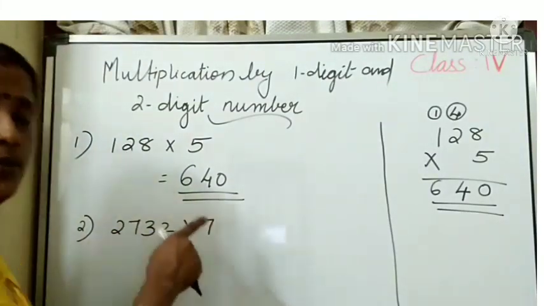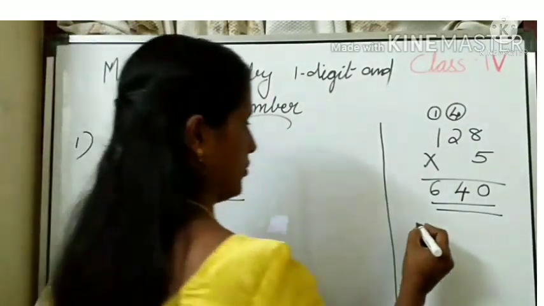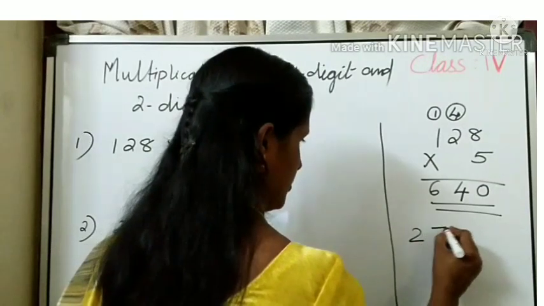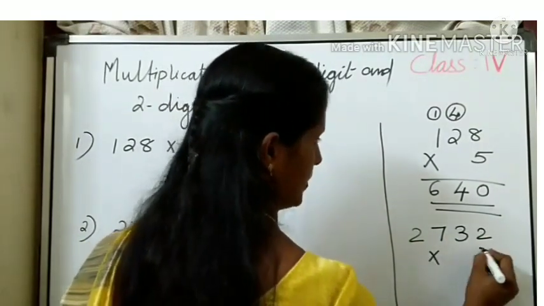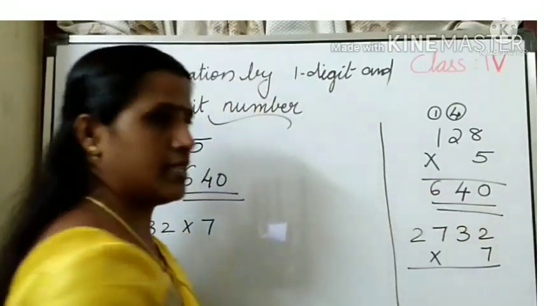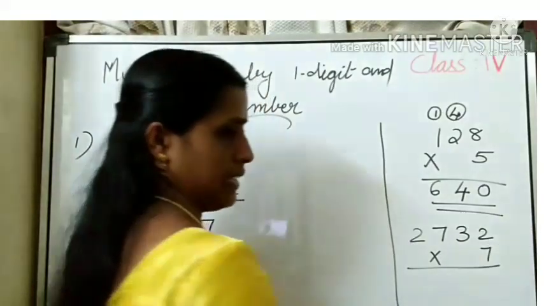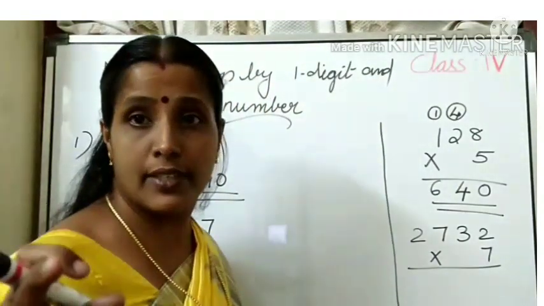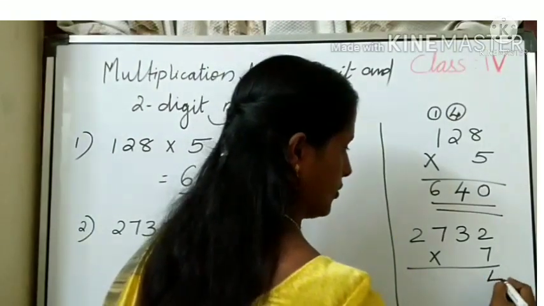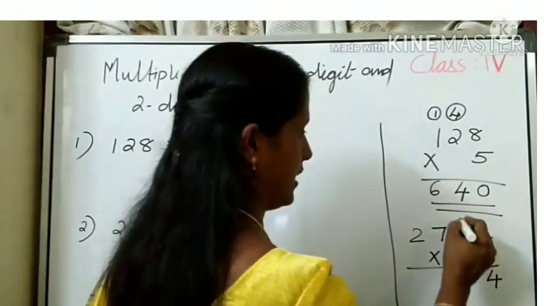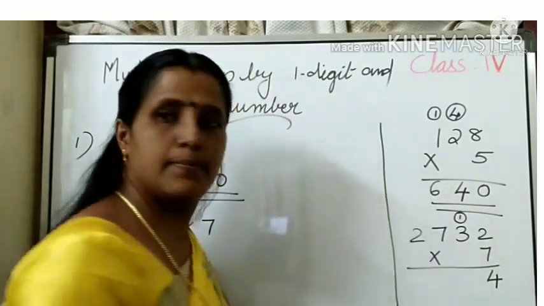Okay, the next question. 2732 into 7. So let me see how we can do the calculation. 2732 into 7. The same procedure, starting from right to left. First 2 into 7, what is the answer? 2 sevens are? Yes, 14. So 4 is written here and the carryover is written on the next place, that is the tens place.